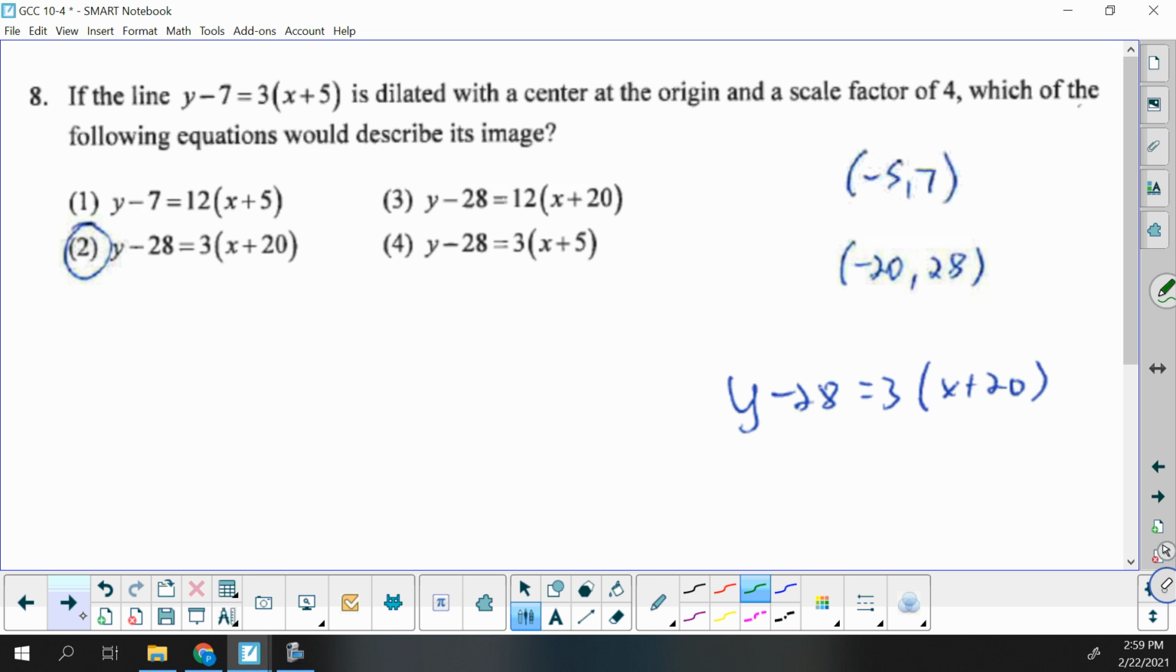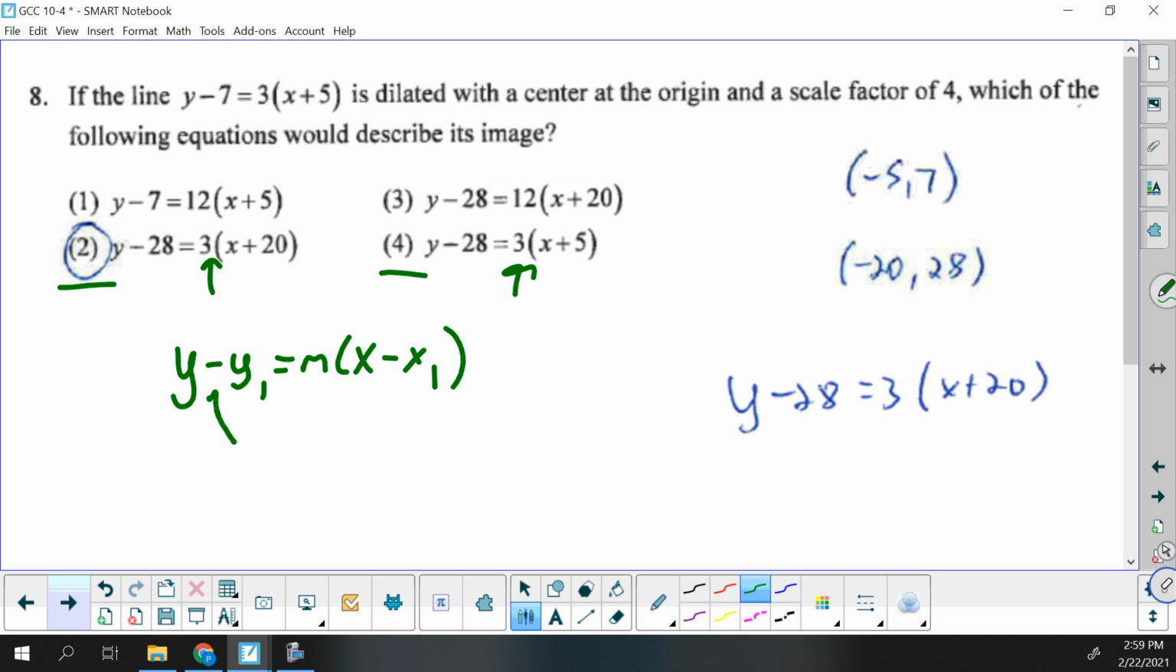This goes back to our point slope form we talked about early in the year. y minus y1 is equal to our slope times x minus x1. Well, (0, 0) is not on this line, because when you sub it in, it doesn't check out. So we would need a parallel line to our original one. Parallel line means same slope. So it's got to be either choices 2 or 4, because we need that same slope of 3.